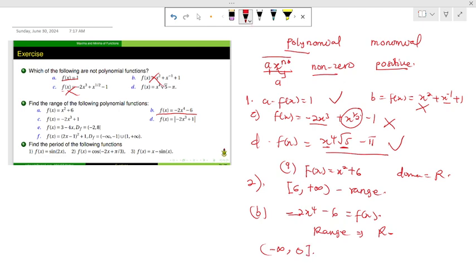Now let's see here. C is saying that I have this f of x is equal to negative 2x cubed plus 1.